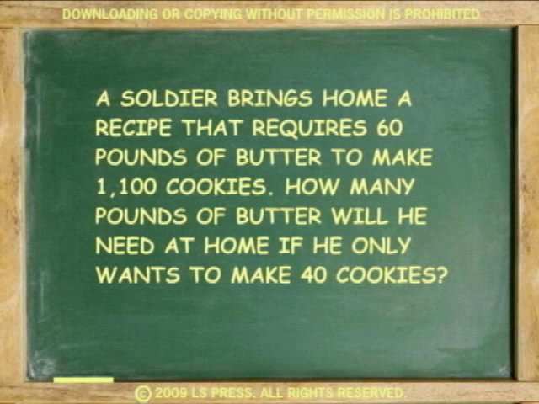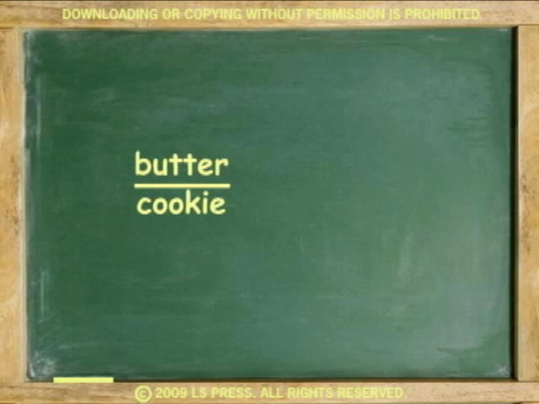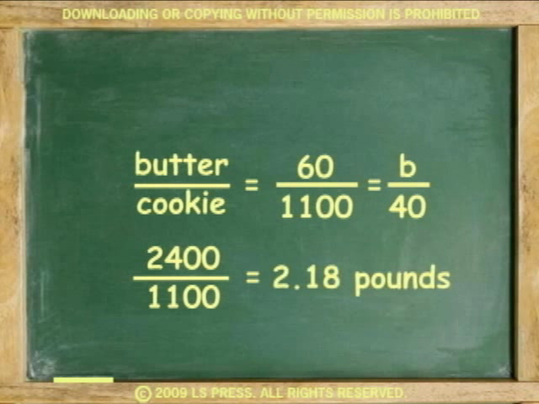Another example. A soldier brings home a recipe that requires 60 pounds of butter to make 1,100 cookies. How many pounds of butter will he need at home if he only wants to make 40 cookies? The units involved are pounds of butter and numbers of cookies, or how much butter per cookie. 60 pounds of butter for 1,100 cookies equals butter for 40 cookies. Multiply and divide. 60 times 40 is 2,400. Divided by 1,100 equals 2.18 pounds, or a little more than 2 pounds of butter.